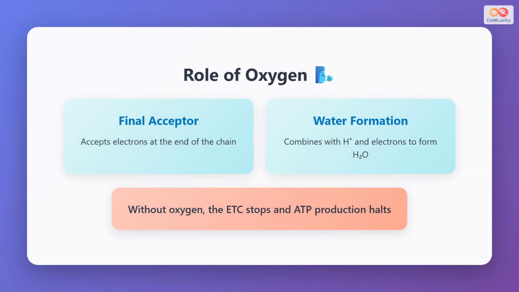Oxygen plays an absolutely critical role in the electron transport chain. It serves as the final electron acceptor, waiting at the end of complex 4 to receive electrons that have traveled through the entire chain. When oxygen accepts these electrons and combines with hydrogen ions, water molecules are formed as a byproduct. This is why you exhale water vapor when you breathe. Without oxygen, electrons would have nowhere to go, causing the entire chain to back up and stop. This is why the ETC is called aerobic respiration. No oxygen means no electron transport, which means no ATP production from this pathway.